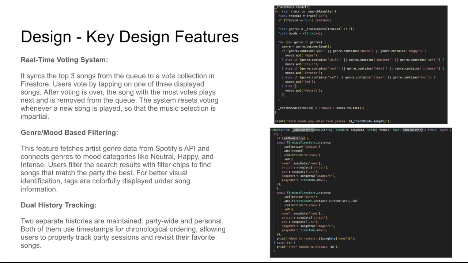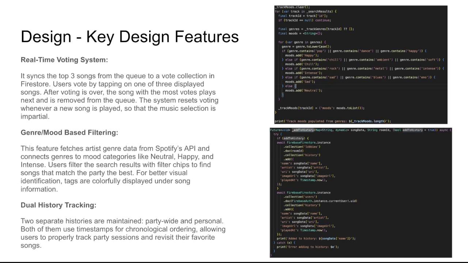Third, the dual history tracking system. This maintains a record of all music played for both reference and discovery. There are two separate history collections, one at the party level that tracks every song played during that room session, and one at the user level that tracks each individual's listening history across all the parties they've joined, which is the one that I focused on implementing. Both use Firestore timestamps for chronological ordering.